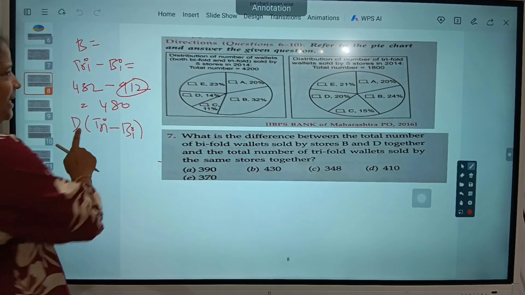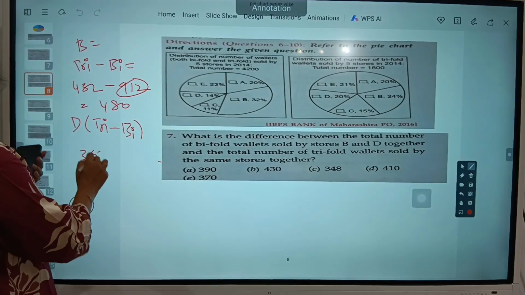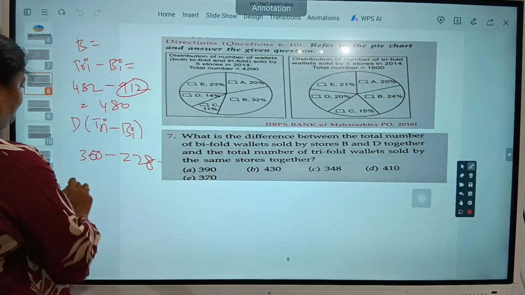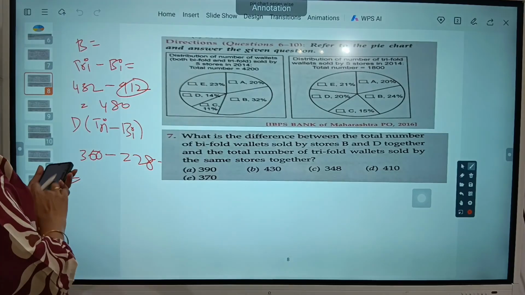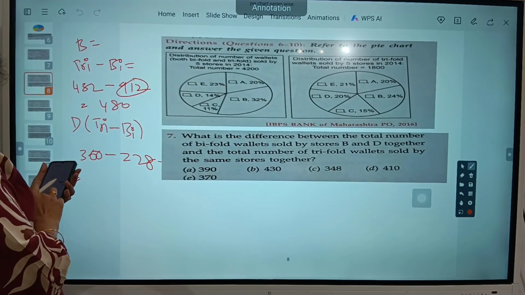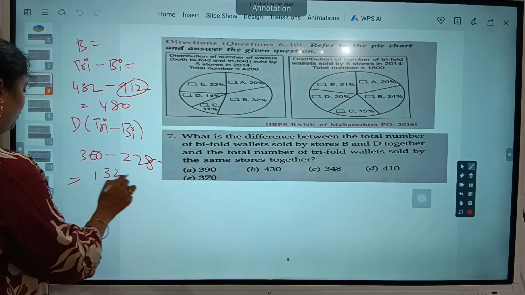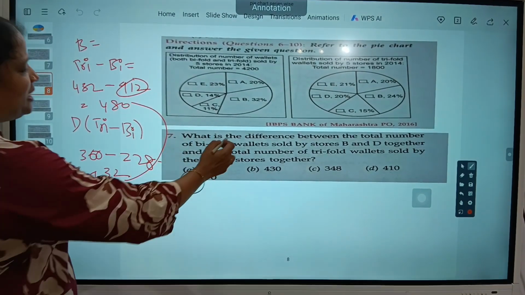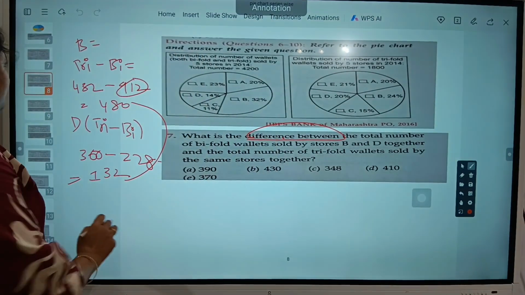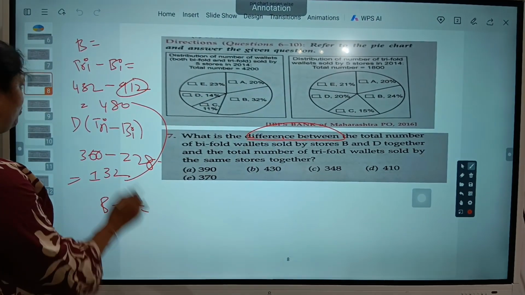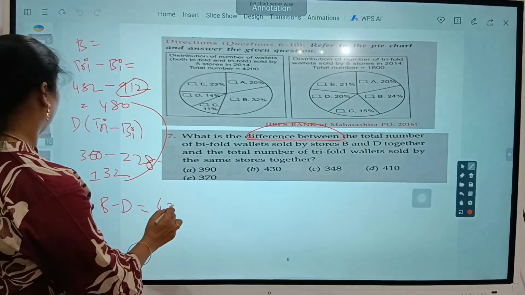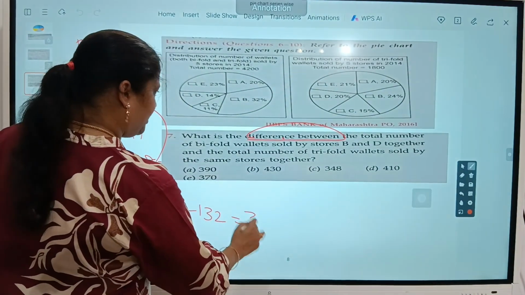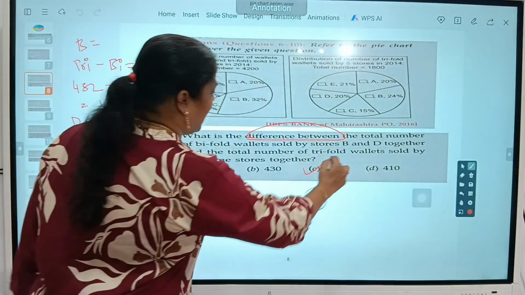480. So in D, trifold wallets are 360. Bifold wallets are 228. Now we will make 360 minus 228. It is 132. So we have to subtract these two. Difference between is asked. So B minus D we have to do. 480 minus 132 comes to 348. So C is the answer.